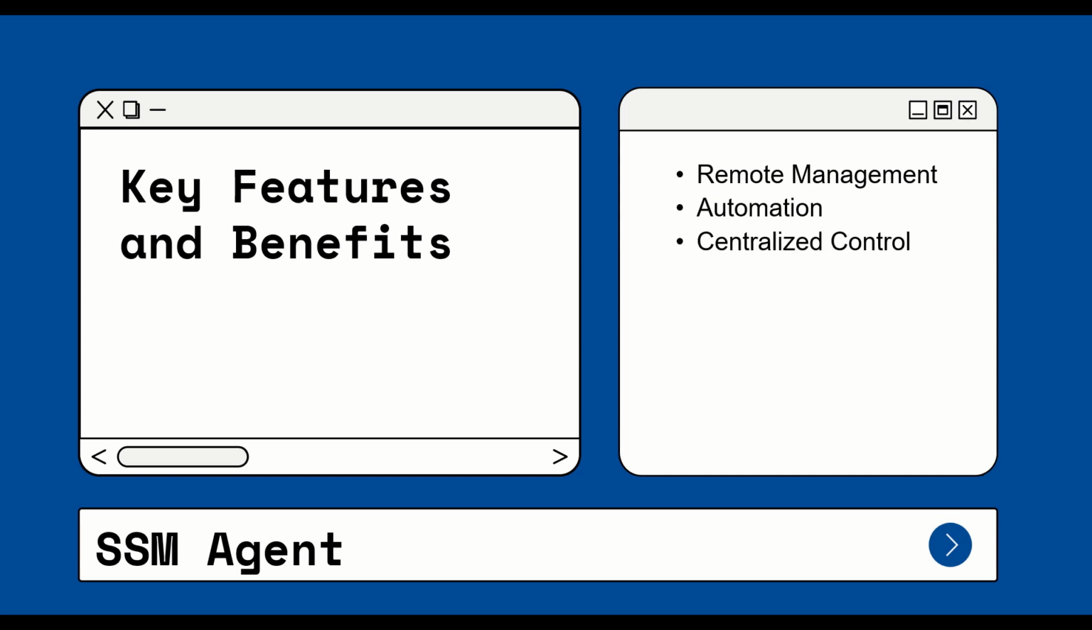AWS Systems Manager provides a centralized dashboard where you can view and manage your instances irrespective of their quantity or location. The unified control makes it easier to manage and monitor your infrastructure. So these are the three key features and benefits: remote management, automation, and centralized control.